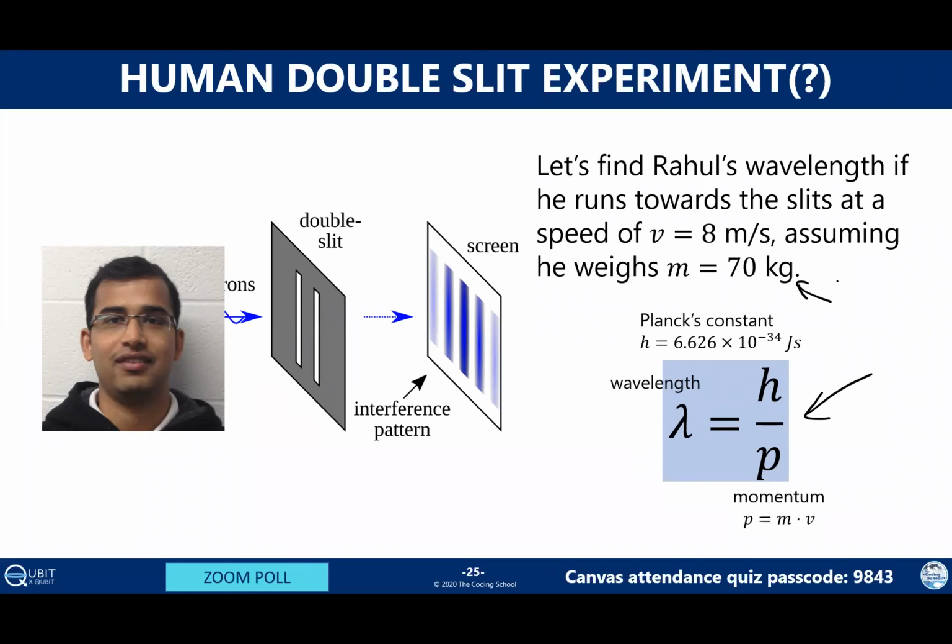Which I know is super weird. This is the weirdness of things being both a wave and a particle at the same time, but this is a reasonable question to ask. So I'm going to give you a chance to practice. Here is a poll. The question again is, what is Rahul's wavelength? So go ahead and give this a shot yourself. See what answer you get.